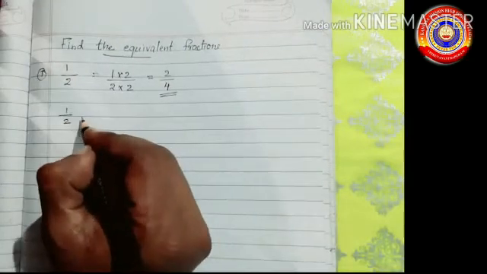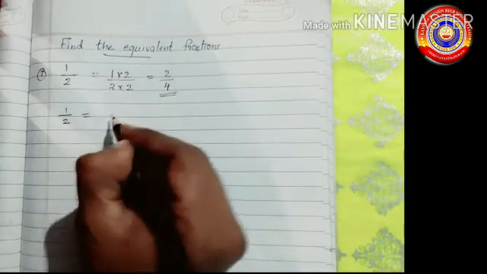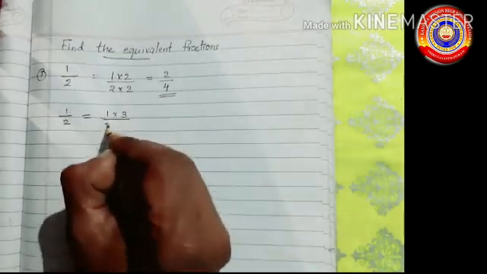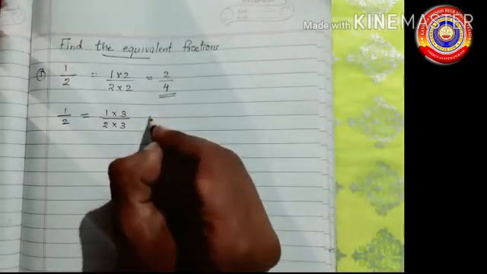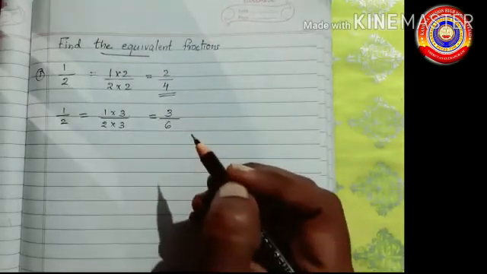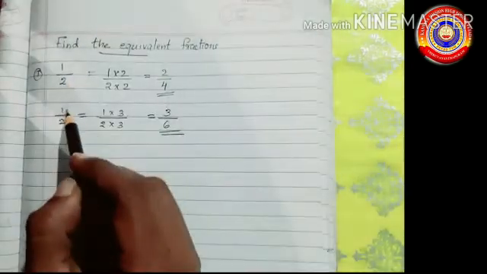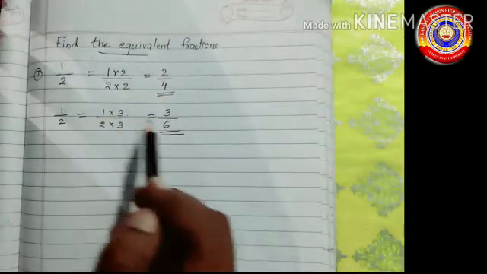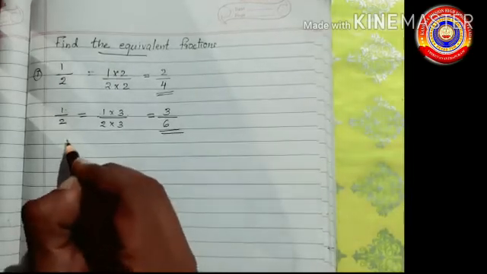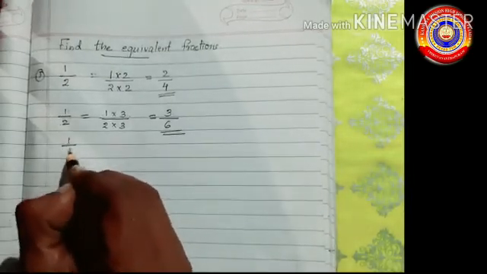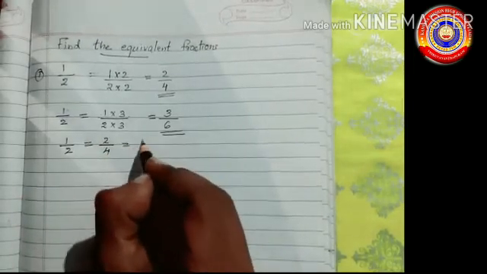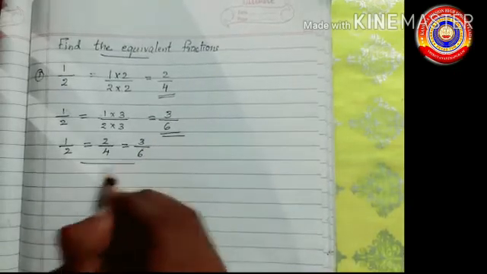Now find another equivalent fraction of 1 by 2. Now multiply 3 with the numerator and denominator of 1 by 2. That is 1 into 3 by 2 into 3. 1 into 3 is equal to 3. And 2 into 3 is equal to 6. That is equal to 3 by 6. Now we got two equivalent fractions of 1 by 2 as 2 by 4 and 3 by 6. Then we can say that 1 by 2 is equal to 2 by 4 and that is equal to 3 by 6. Is it clear for you?